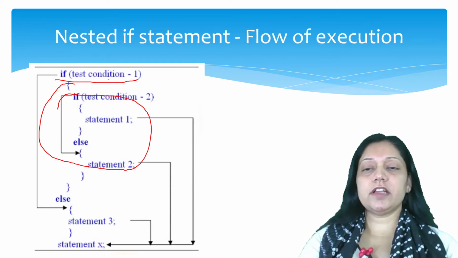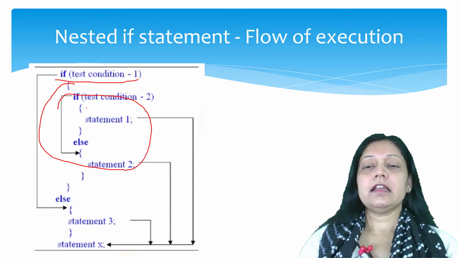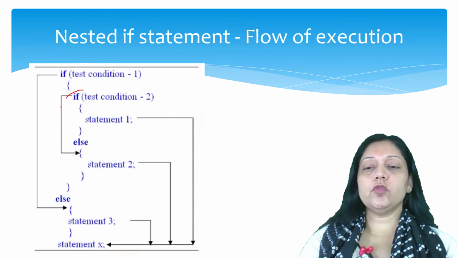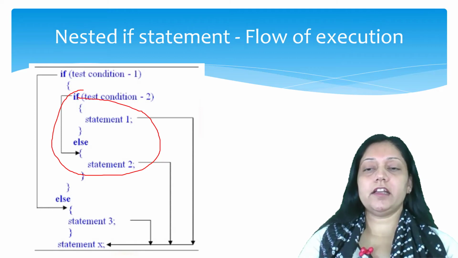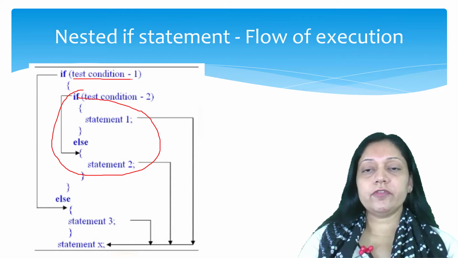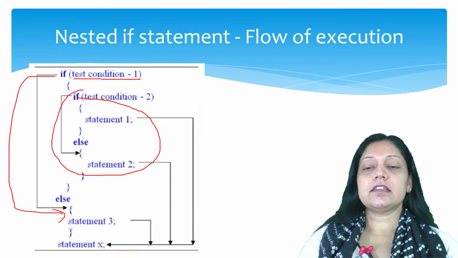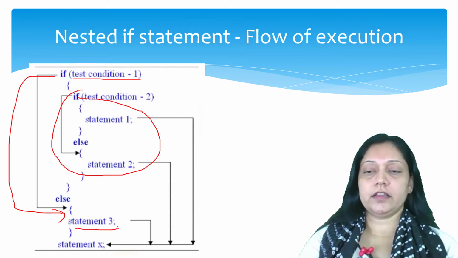So if condition 1 is true, then you check for condition 2. If it is true, then statement 1 is executed. If it is false, then statement 2 is executed. So this condition 2 block is my inner if statement, and condition 1 is my outer if statement. If test condition 1 is false, then I'll come to the else part and I'll execute my statement 3.